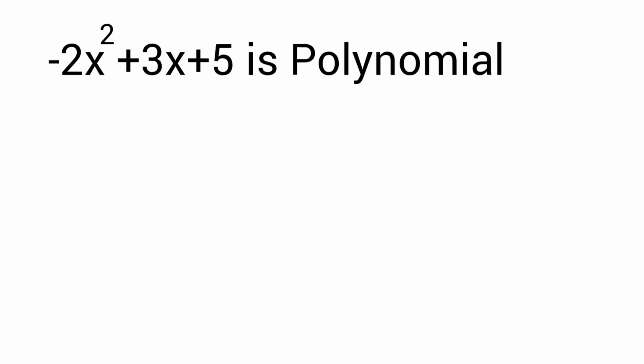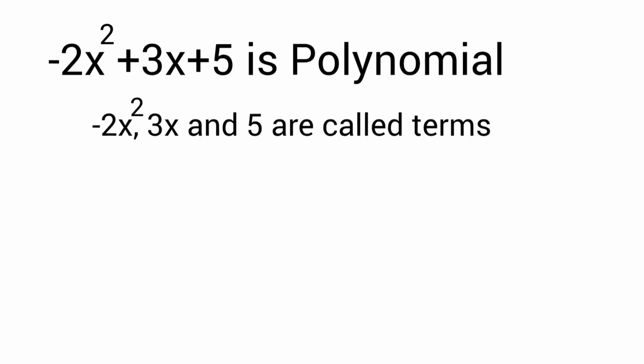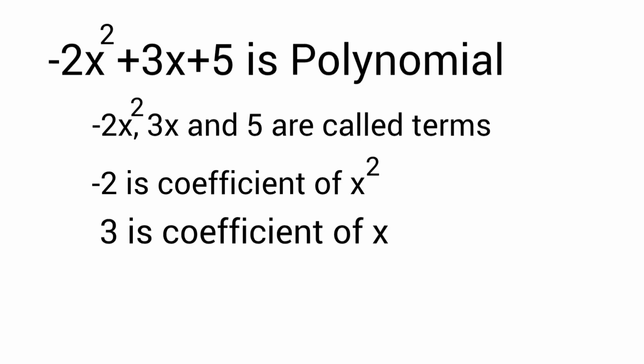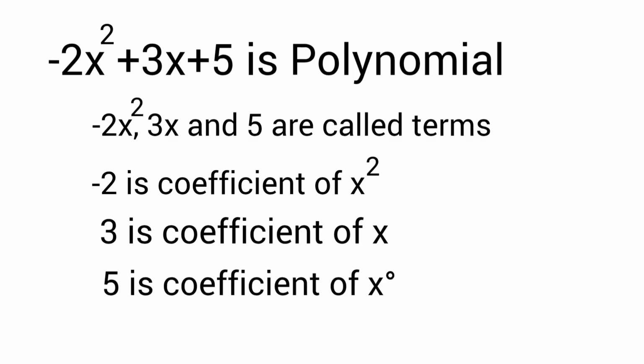So what are terms? Here -2x square, 3x and 5 are called terms. Let us see what are coefficients. Here -2 is the coefficient of x square, 3 is the coefficient of x, and 5 is the coefficient of x power 0.